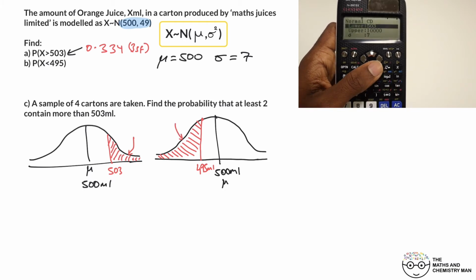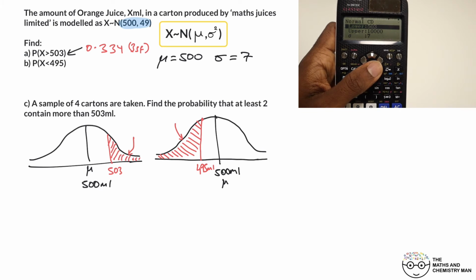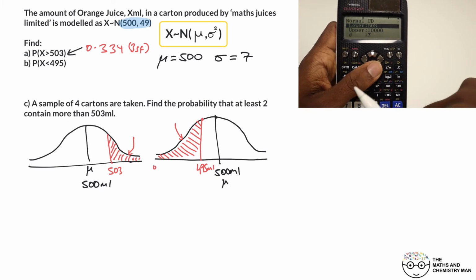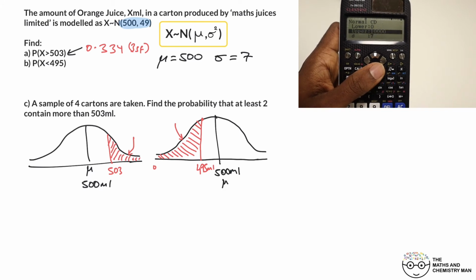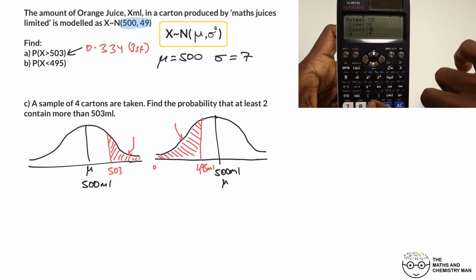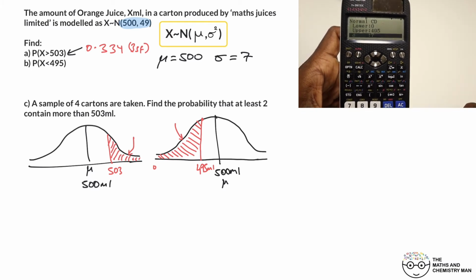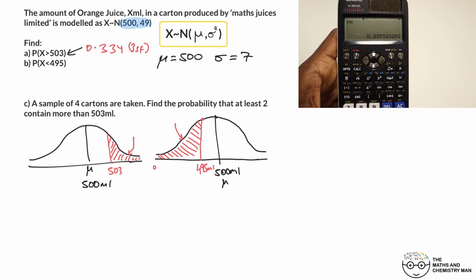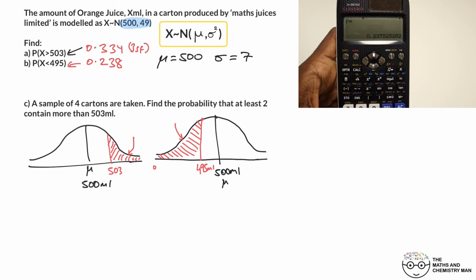So again, we can still use our normal CD, but this time our lower is going to be 0, because that's surely the smallest amount of liquid that could be in this orange juice carton. And the upper is going to be 495. Our standard deviation is still the same, hasn't changed, and our mean is still the same as well. So we just hit that all in, and altogether that comes out as 0.238 to 3 significant figures. Okay, done.